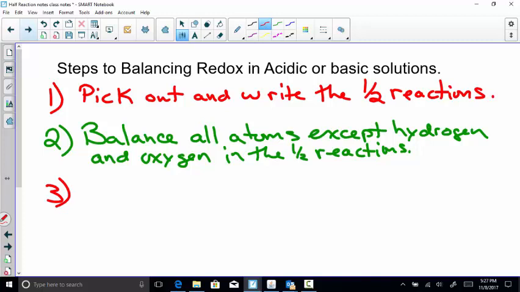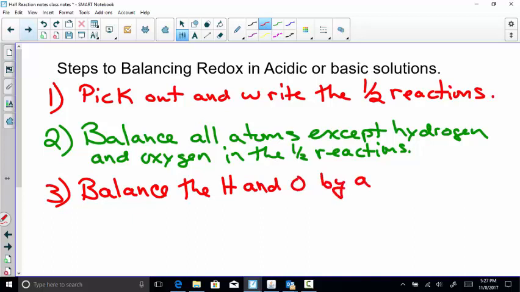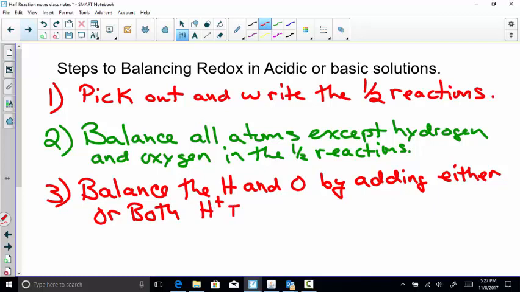Step 3, now we look at the hydrogen and the oxygen. So we're going to balance the hydrogen and oxygen by adding either hydrogen ions or water, or both. So you can add either one or you could add both.